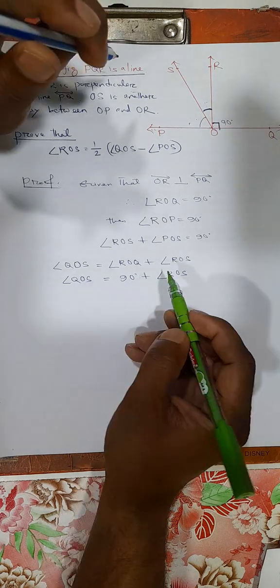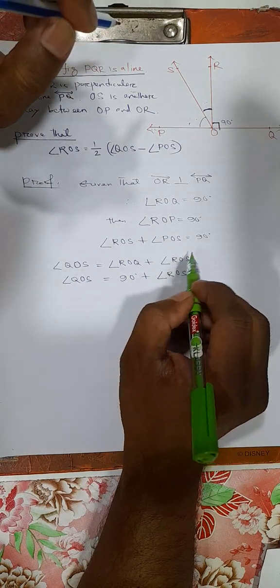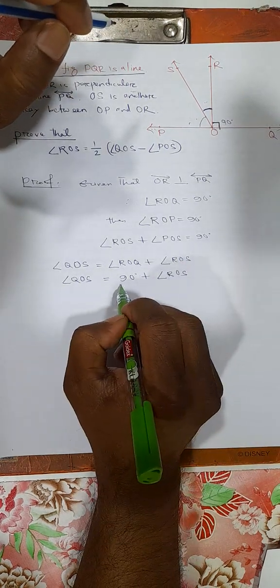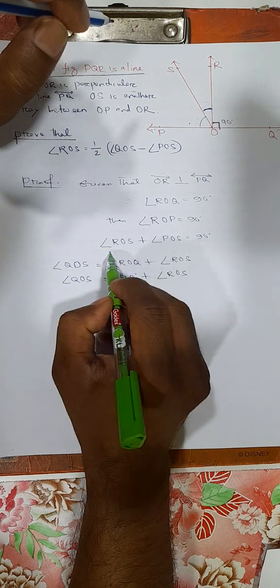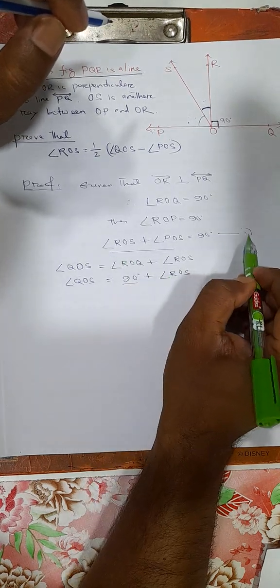Now you see, you can replace this 90 degrees with this relationship from relationship 1.